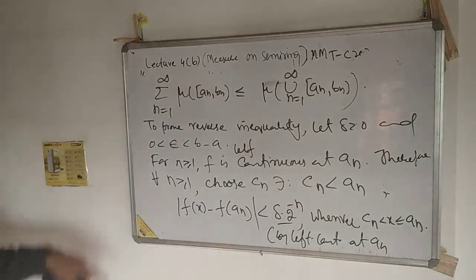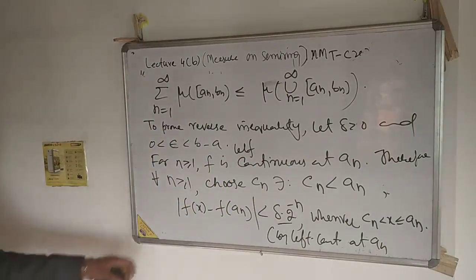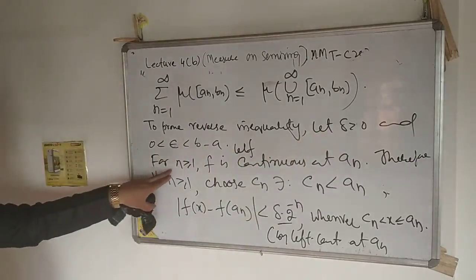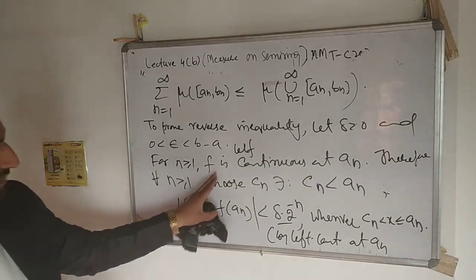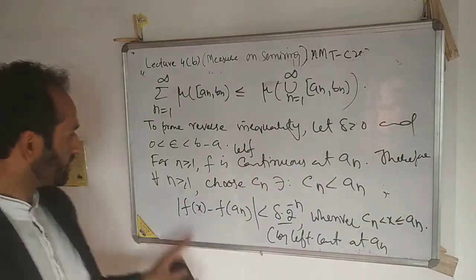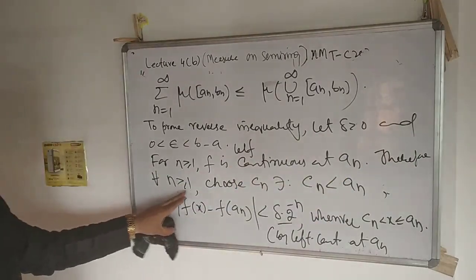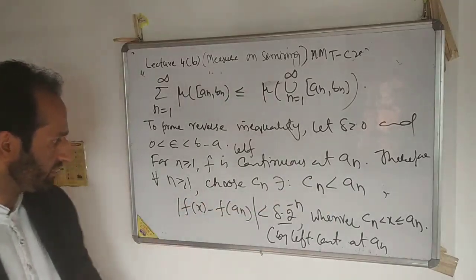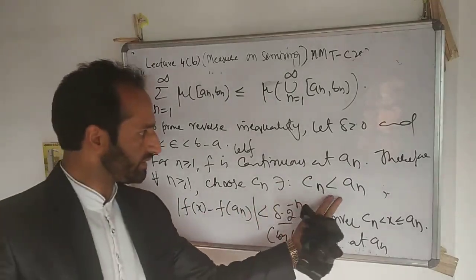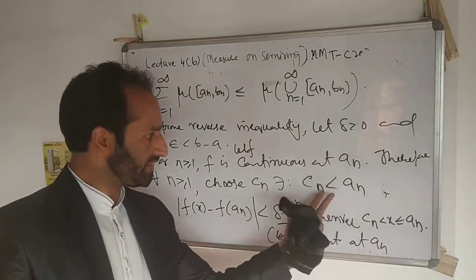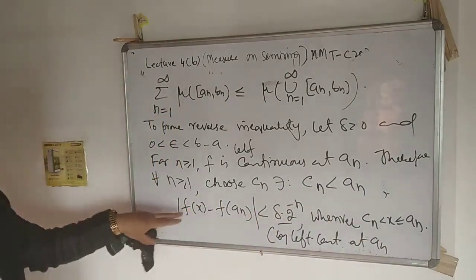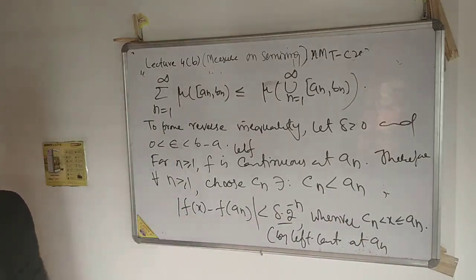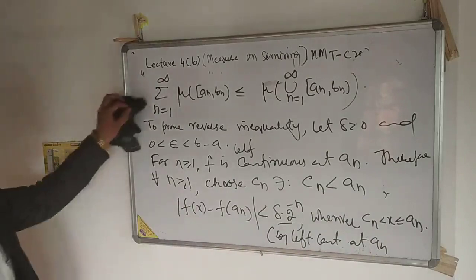So to prove the reverse inequality, we use the left continuity. So for this, let's choose any delta positive and any epsilon positive. Now for all n greater or equal to 1, f is left continuous at a_n. Therefore, for all n greater or equal to 1, we can choose c_n such that c_n is very close to a_n. And whenever the point x lies between c_n and a_n, in other words, that point is very close to a_n, the difference of their images, f of x and f of a_n, will be less than delta times 2 power minus n.